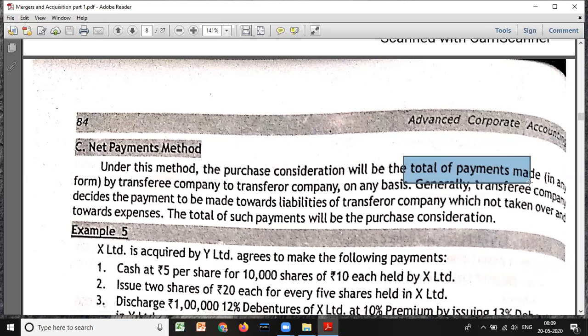Please remember, under the net payment method, it is nothing but discharge of PC. They'll give you how the payment will be done. The mode of payment will be given, whether you are making payment through cash, debenture, or equity. They will give you full payment information, and whenever they give you full payment information, that is nothing but the net payment method. Now we look into the question.